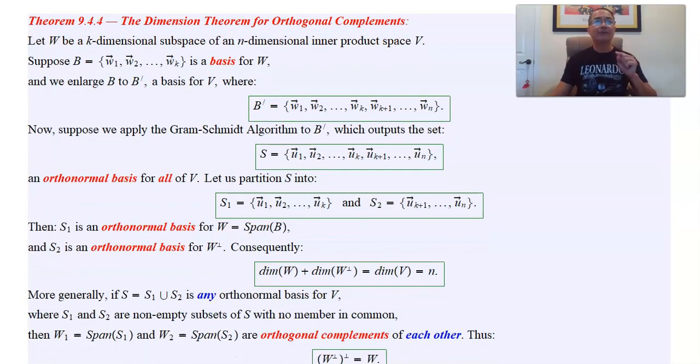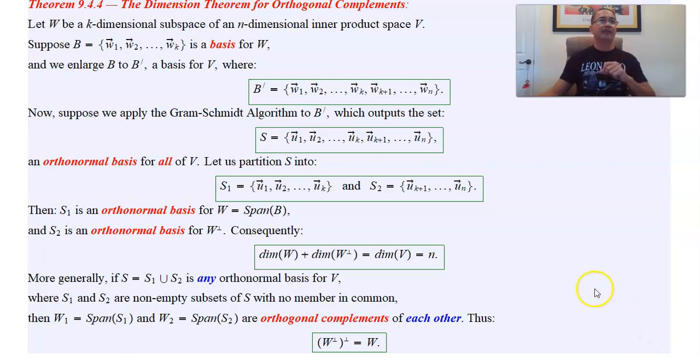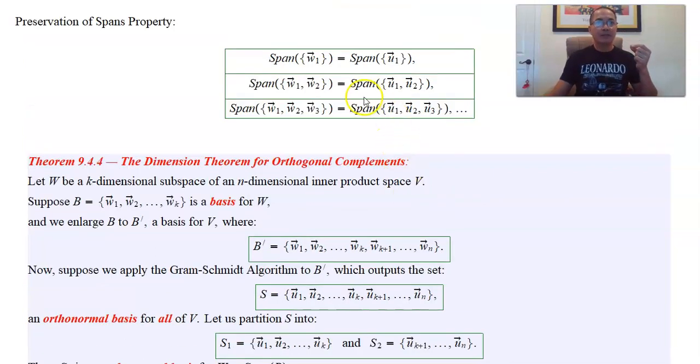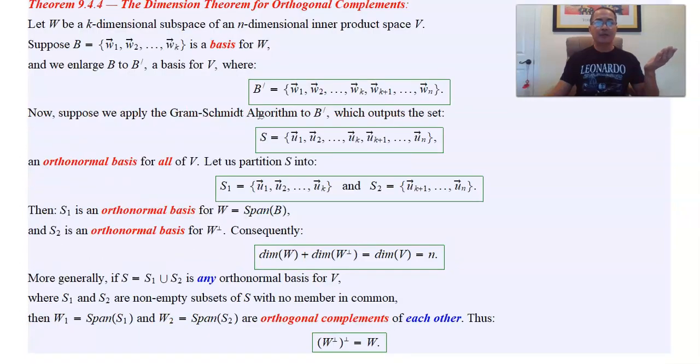I might as well show you the whole theorem. There it is. So we will partition S into 2 subsets: U1 through Uk, the first k vectors, and then the rest, Uk+1 to Un. So there are n minus k vectors in the second set. Well, what does preservation of subspaces say? The span of the first 3 vectors in the output is the same as the span of the first 3 vectors in the input.